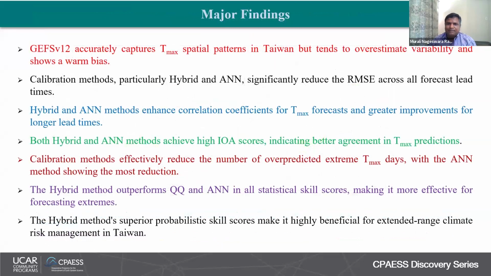These are my major findings. GFS version 12 accurately captured the Tmax spatial patterns for Taiwan, but tends to overestimate the variability and is a source of large warm bias.